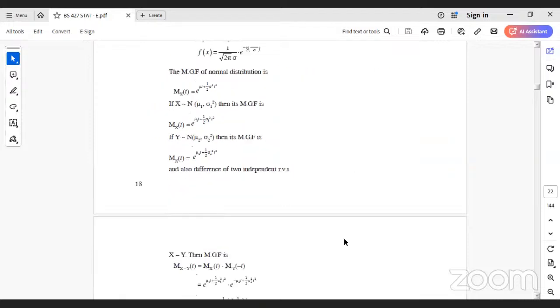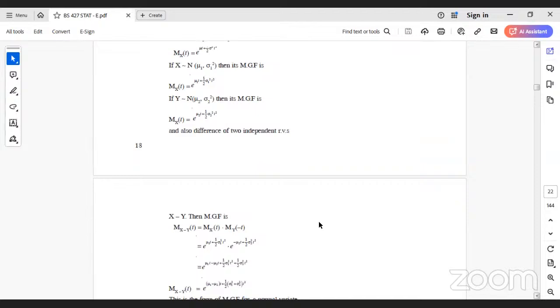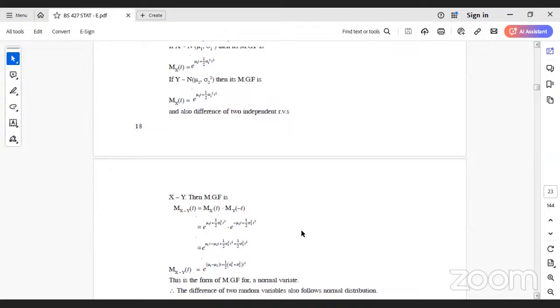And also for the difference of two independent random variables, X minus Y, the moment generating function M of x minus y of t is M of x of t times M of y of minus t. So e power mu 1 t plus 1 by 2 sigma 1 square t square, times e power minus mu 2 t plus 1 by 2 sigma 2 square t square. Combining everything in one place, M of x minus y of t equals e power (mu 1 minus mu 2) t plus 1 by 2 (sigma 1 square plus sigma 2 square) t square.